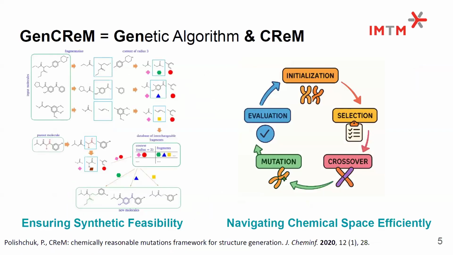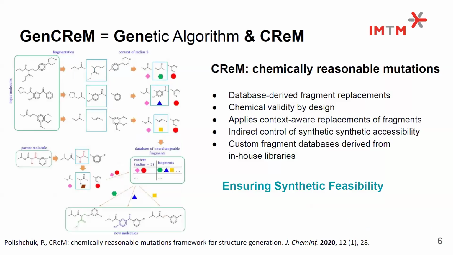To address the limitations and issues mentioned before, we introduce GenCReM, where we combine CReM, a de novo structure generation framework which by design always returns chemically valid molecules, and a genetic algorithm for navigating chemical space efficiently. A little bit about CReM. CReM stands for chemically reasonable mutation, and it was introduced by our supervisor 5 years ago.